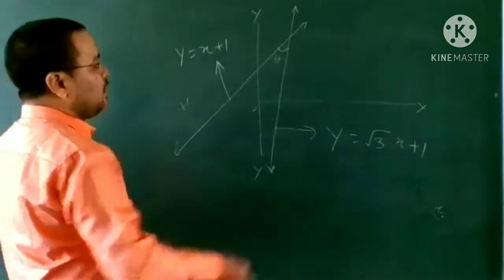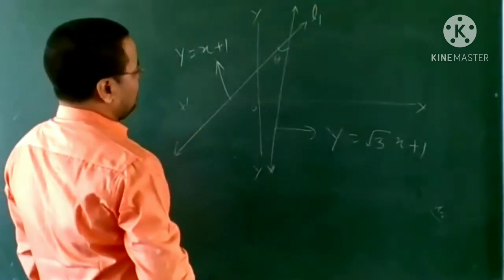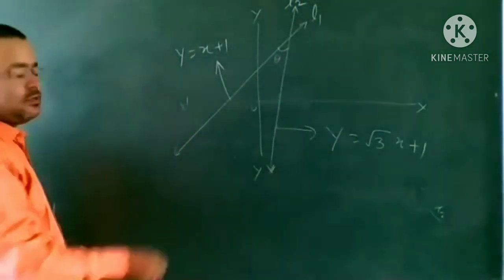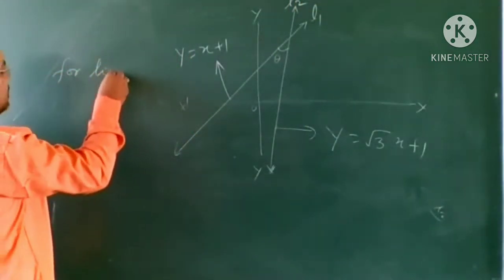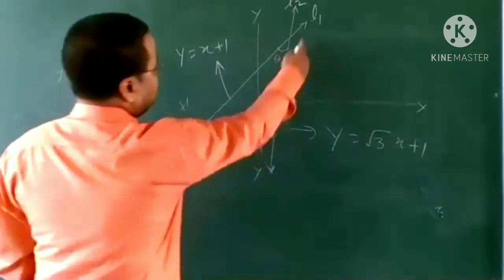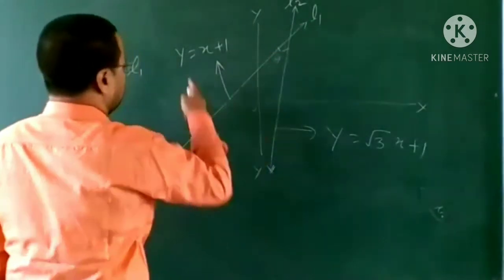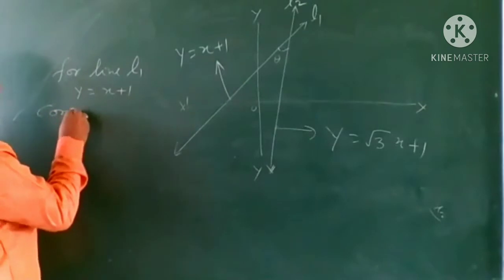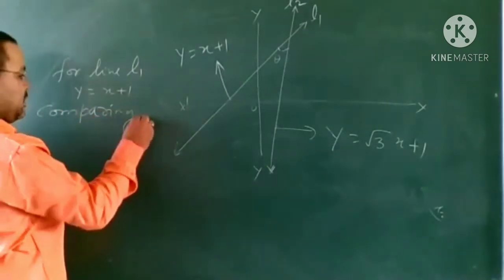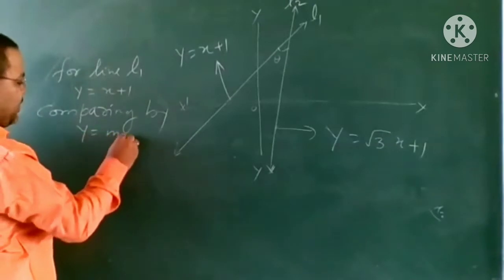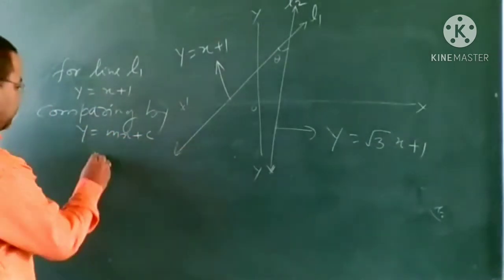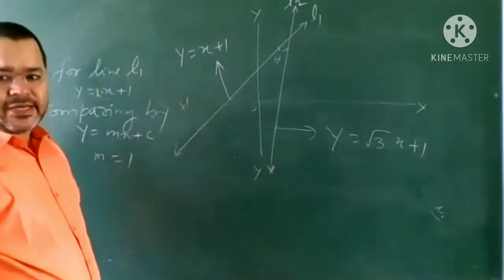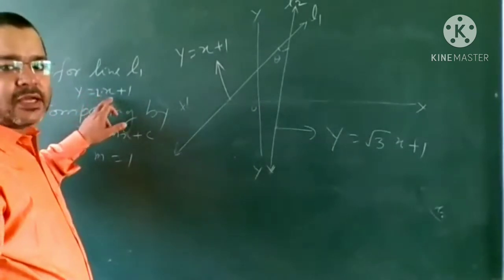Let this be line L1, and this is line L2. For line L1, the given line is y is equal to x plus 1. Comparing with y is equal to mx plus c, here we find that m is equal to 1. Here y is equal to x plus 1 can be written as y is equal to 1 into x plus 1.